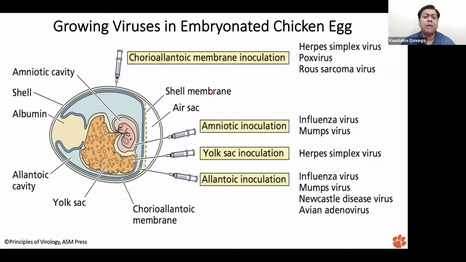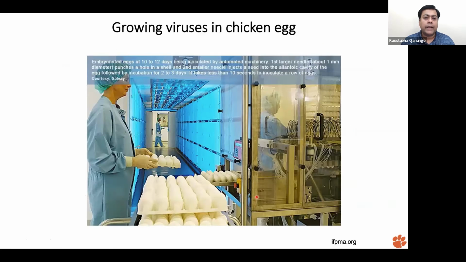You do not have to memorize those. Like, I will not ask which of the following viruses grows in chorioallantoic membrane inoculation. I will never ask that type of question. It is just more of a conceptual idea, but you do not have to memorize this at all. All right, so here you are seeing how chicken eggs are actually inoculated.